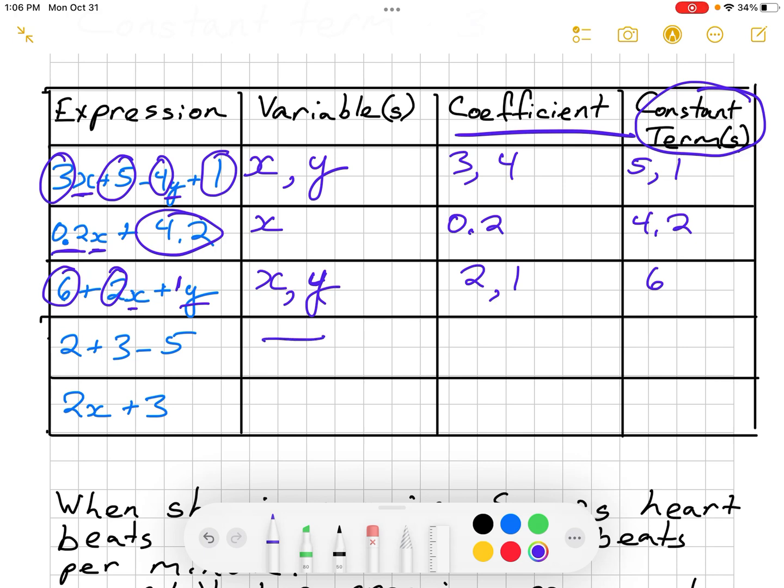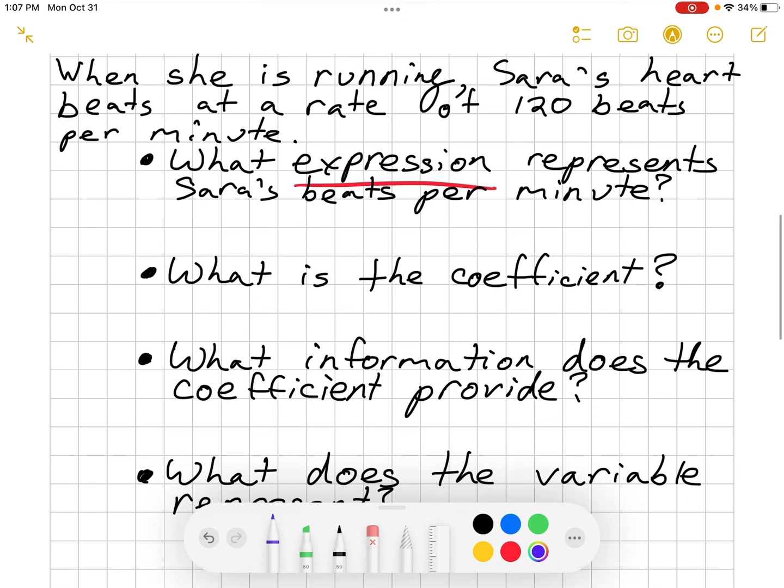Okay, here, no variables, so that means there's no coefficients. And then we have 3 constant terms. 1 variable, 1 coefficient, 1 constant term. So why is this important? Well, when we're looking at word problems, this is what's going to help us with these word problems, understanding these.